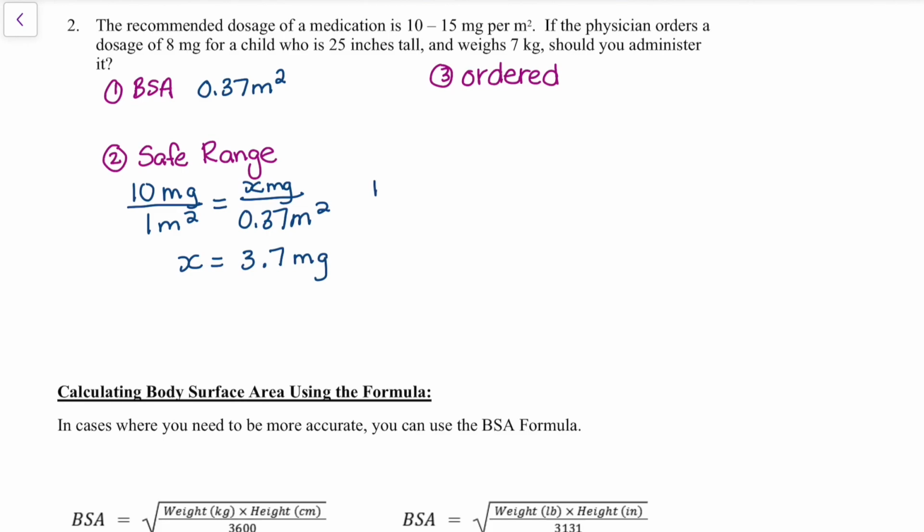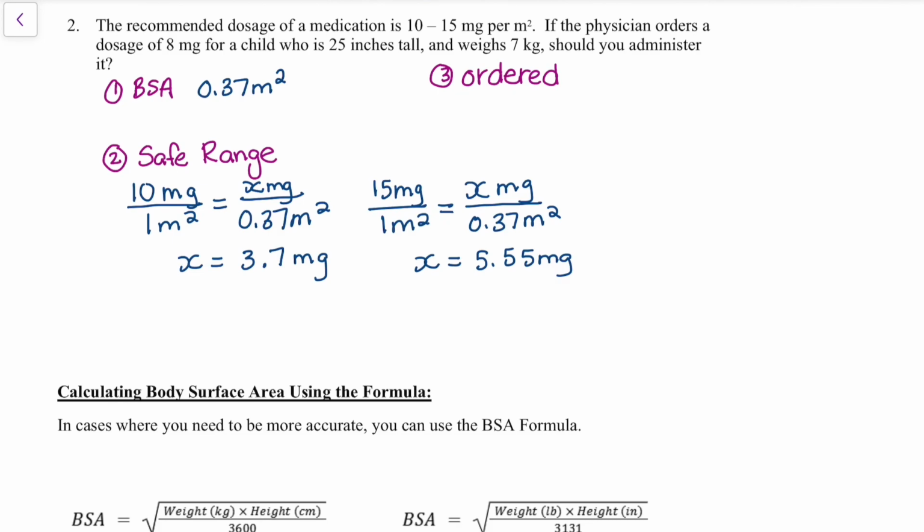And now I'm going to look at 15 milligrams per meter squared, so the higher part of that range. How many milligrams for 0.37 meters squared? And I get x equals 15 times 0.37, 5.55 milligrams. Okay, so there is my safe dosage range.